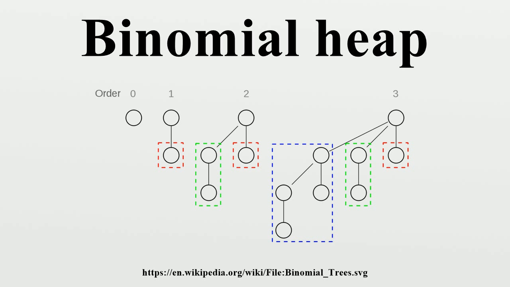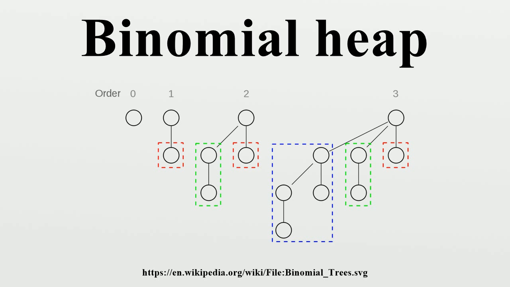A binomial tree of order 0 is a single node. A binomial tree of order k has a root node whose children are roots of binomial trees of orders k-1, k-2, ..., 2, 1, 0. A binomial tree of order k has 2^k nodes, height k.